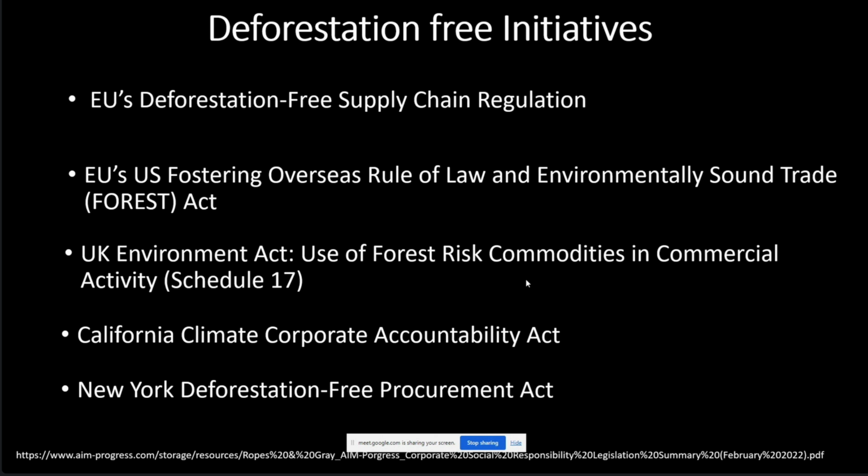But there are also acts like, for example, the UK Environment Act, and also from states like California and New York. However, these initiatives cannot really function if we don't have information and data to support their implementation. For example, you can have information about deforestation, but if you don't know what kind of activities are causing this deforestation, then it's so difficult to track and monitor.